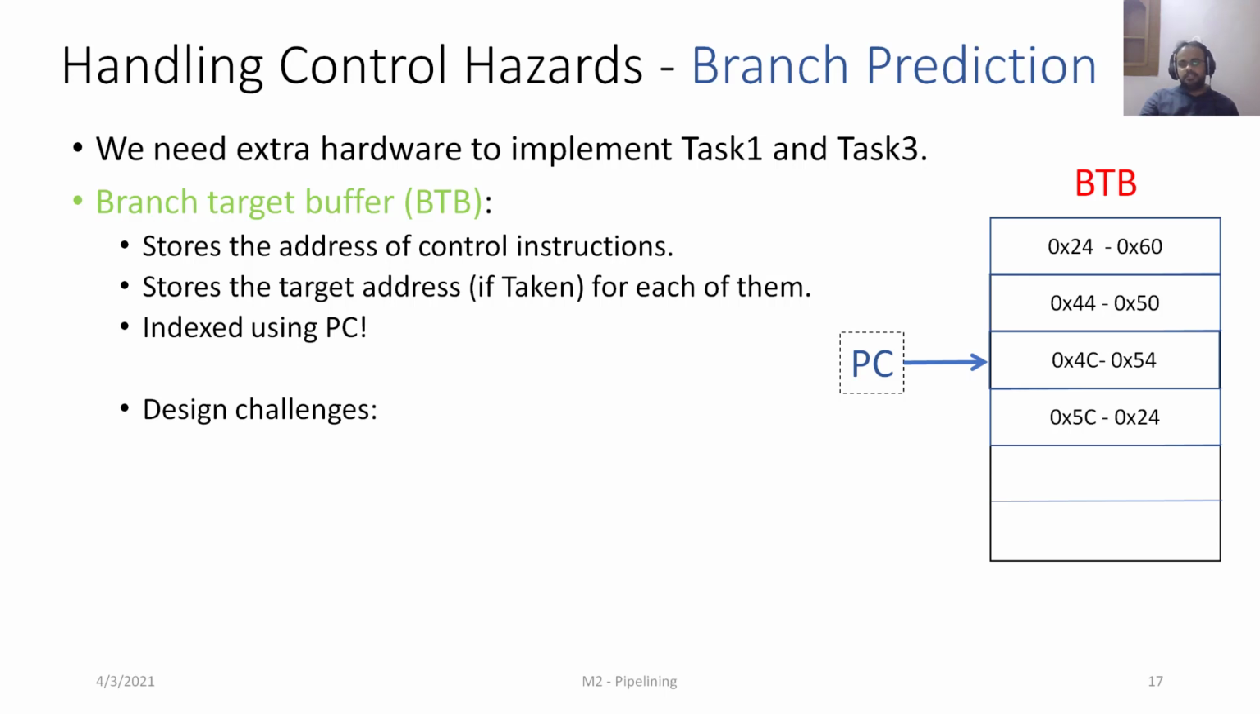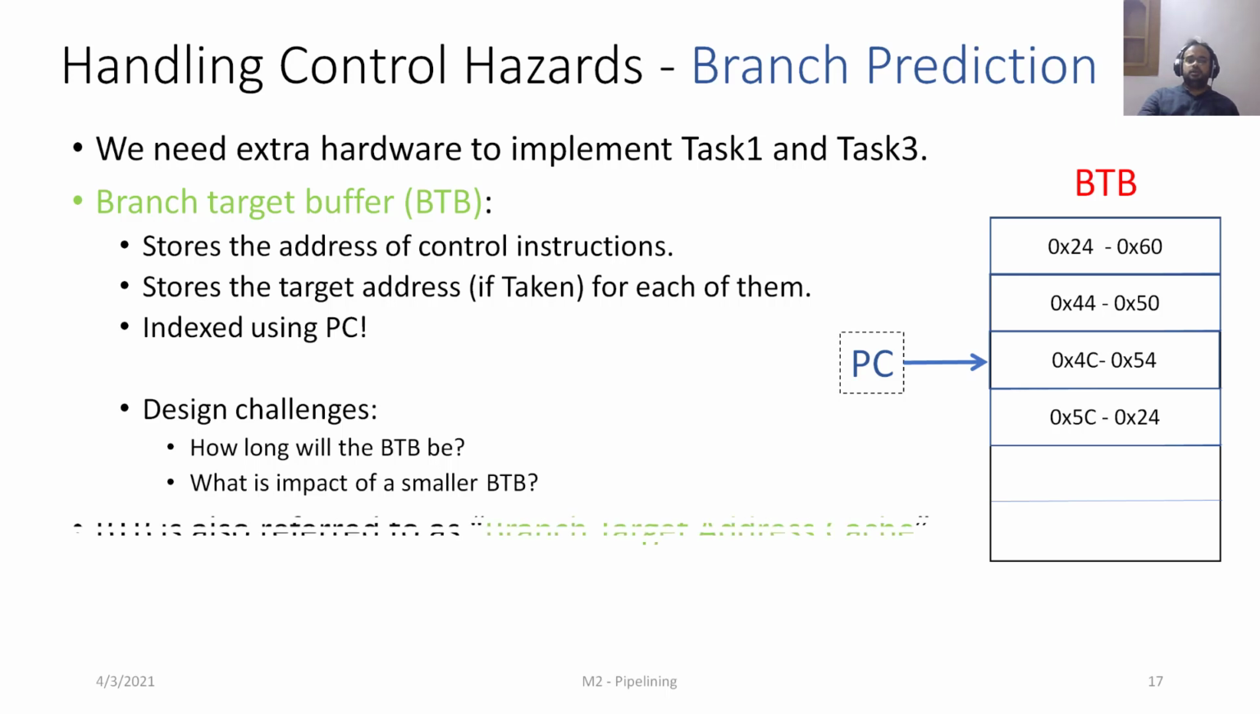So the design challenges were mentioned, which was to decide on how long the branch target buffer can be. If it is too short, what might be the possible issues, because we might not be able to fit all the branches in the BTB, right? So BTB sometimes is also referred to as branch target address cache, right? The word cache might be totally new to you, but for now just go with it. I'll explain it in the memory module.